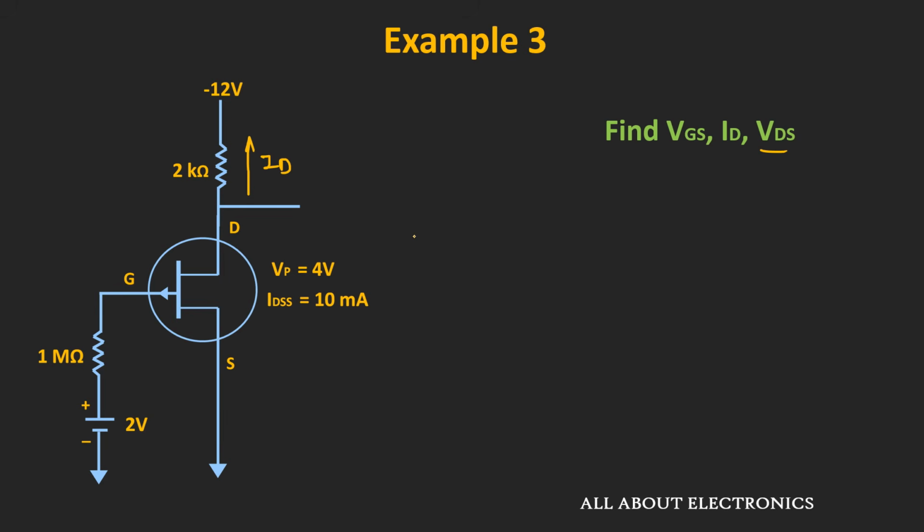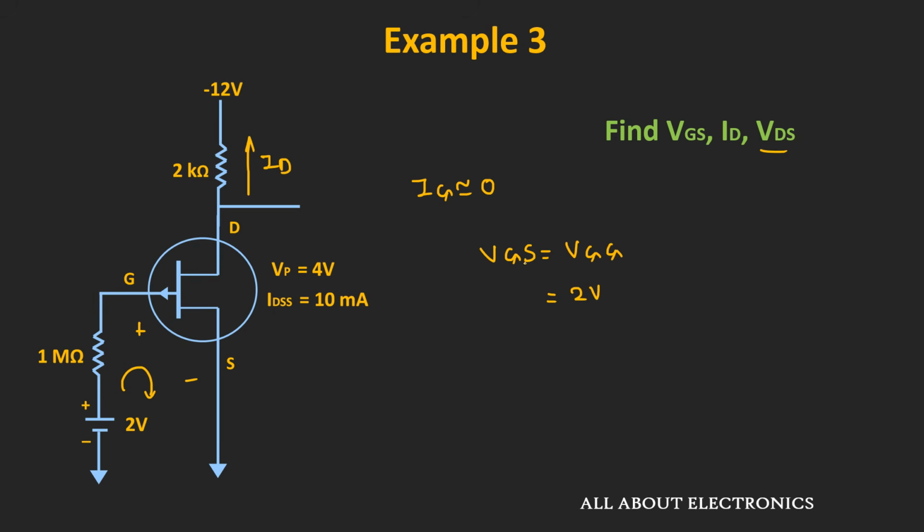So for the given circuit, let us find out the voltage VGS, current ID and the value of voltage VDS. As the input impedance is very high, we can consider the gate current IG as approximately 0 ampere. Then there will not be any voltage drop across this 1 mega ohm resistor. Due to that, if you apply KVL around this loop, the voltage VGS is equal to VGG, which is equal to 2 volt.